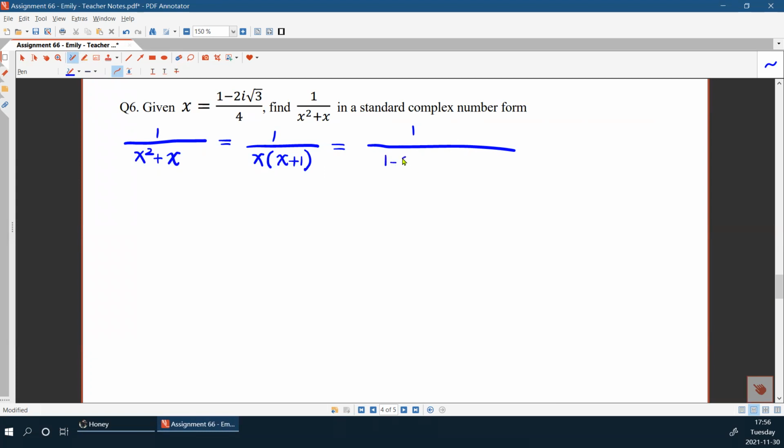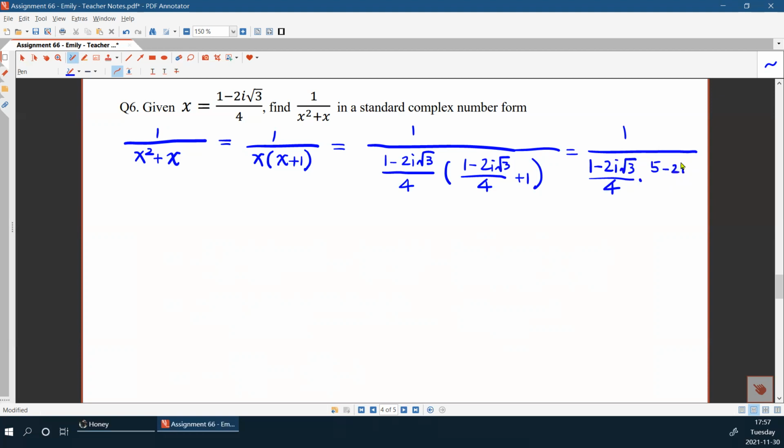So x is 1 minus 2i times square root of 3 over 4, right? And x plus 1 is 1 minus 2i square root of 3 over 4 plus 1. And this is 1 over 1 minus 2i square root of 3 over 4 times 5 minus 2i times square root of 3 over 4. And then we have, note here, the 2 4s here can be moved up. So 4 by 4 divided by 1 minus 2i square root of 3, and then 5 minus 2i square root of 3, right?